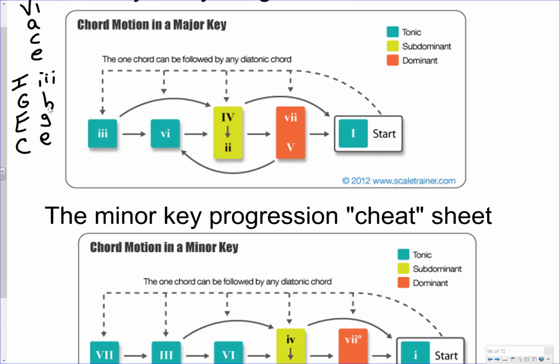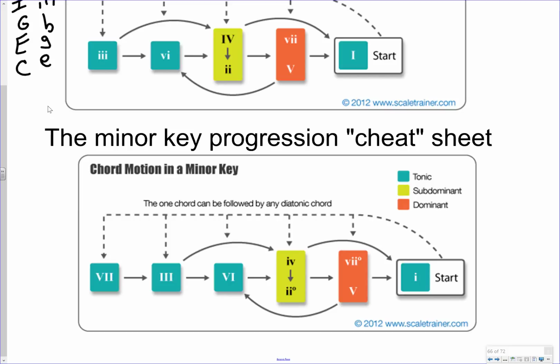Hopefully you copied that down. And if we look at our minor key progression cheat sheet, okay, we're starting out on a 1, a minor 1. And remember, from there we can go anywhere. We can even do a minor 1 and then a minor 1/6 if we want to make our progression a little bit longer. From 1 we can go anywhere.